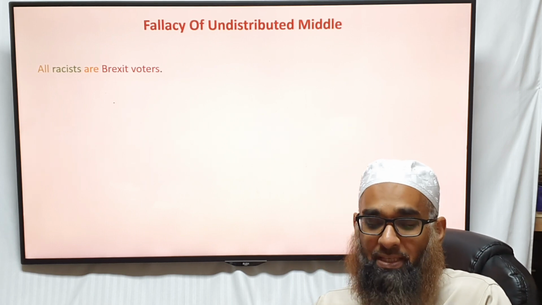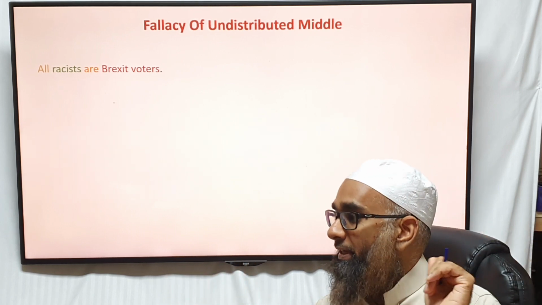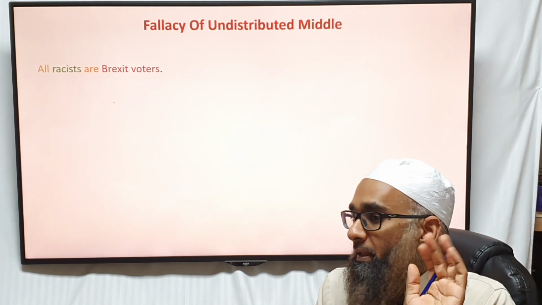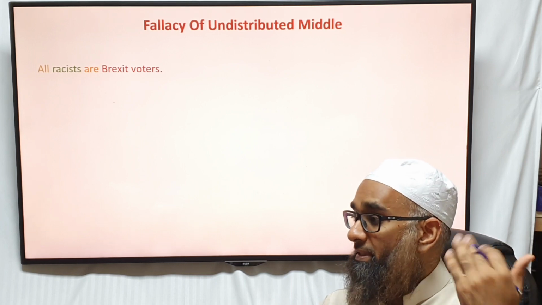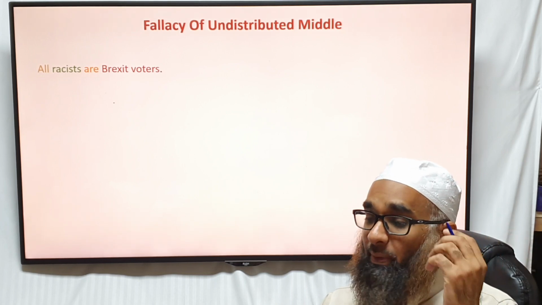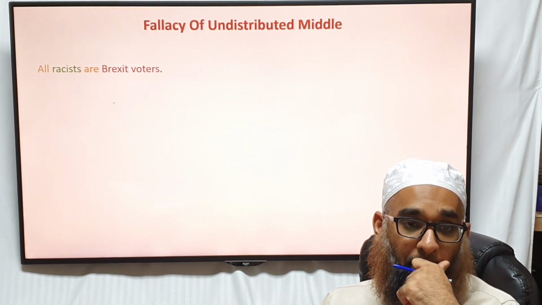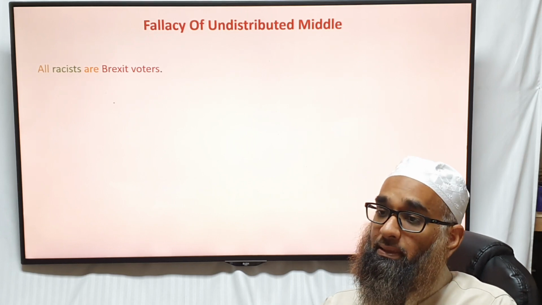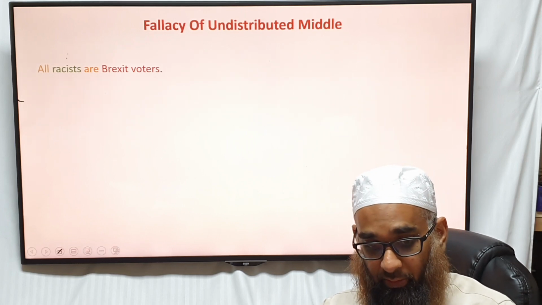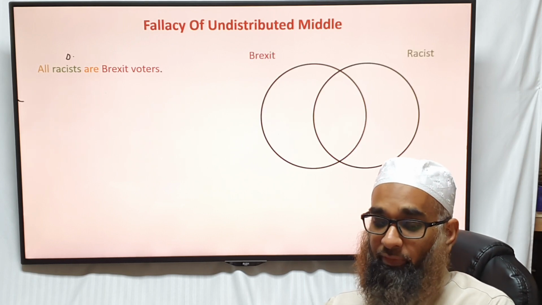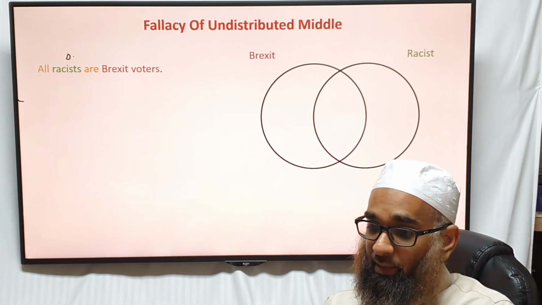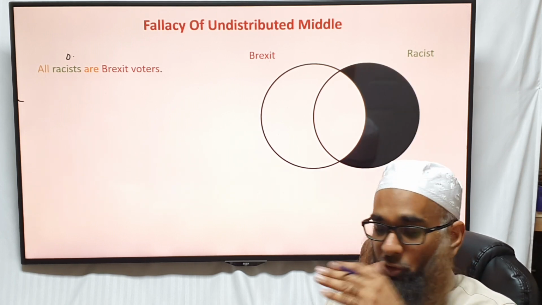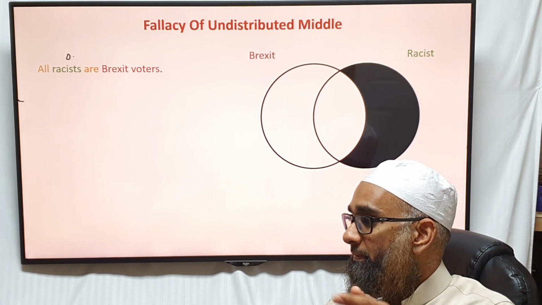So, for example, all racists are Brexit voters. Assume this. Let's assume that all those people who don't like whatever their race is voted for Brexit. What kind of proposition is this? An A proposition. Now in an A proposition, what is distributed? This is distributed, this is not. So we have Brexit voters and racists. What do we shade, 1, 2, or 3? 3, because no racists are outside of the Brexit voters, yes?